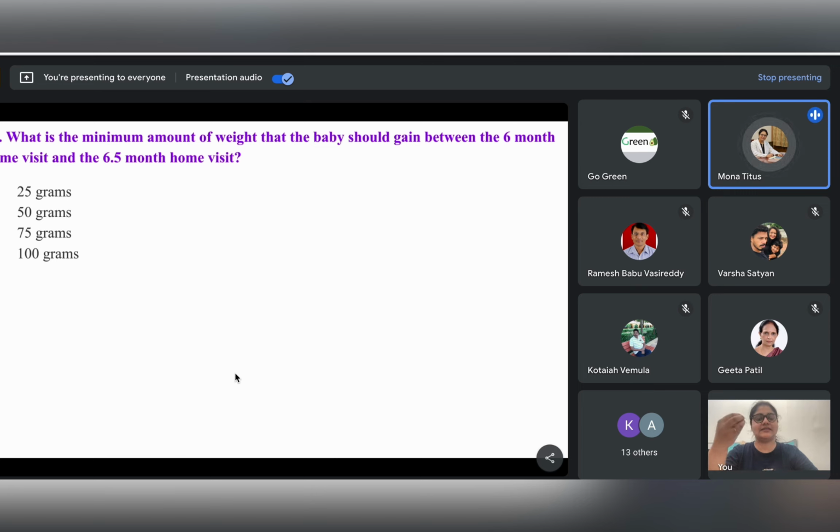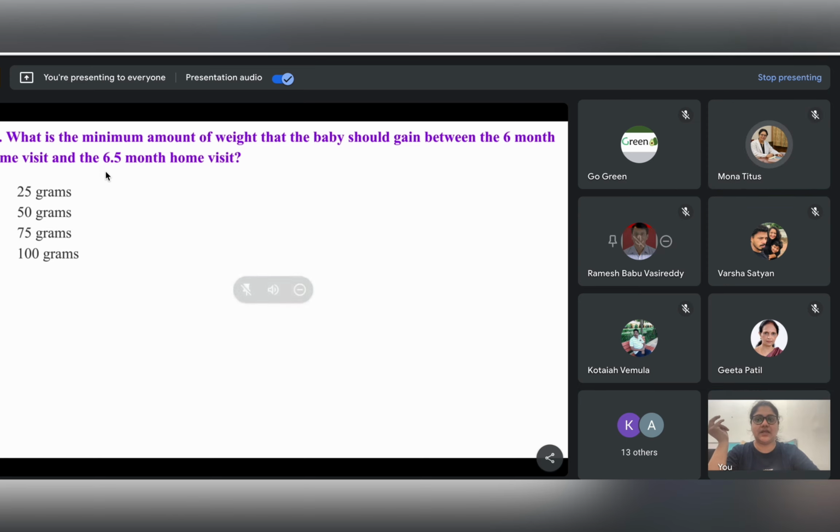Ma'am, what's the difference between soft mashed and hand mashed? Soft mashed should be more runny, and the hand mashed would be more chunky. So soft is very runny. The consistency should be more fluid. Okay, ma'am.